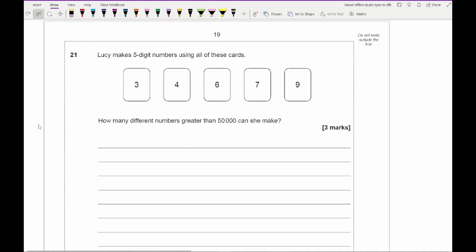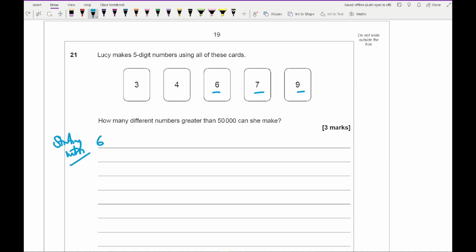Moving on to question 21, it says Lucy makes a 5-digit number using all of these cards. How many different numbers greater than 50,000 can she make? Well, for it to be greater than 50,000, 6, 7, or 9 needs to be the number in front. So if I just start off with writing 6, then what other numbers can I use? So let me just write starting with 6.